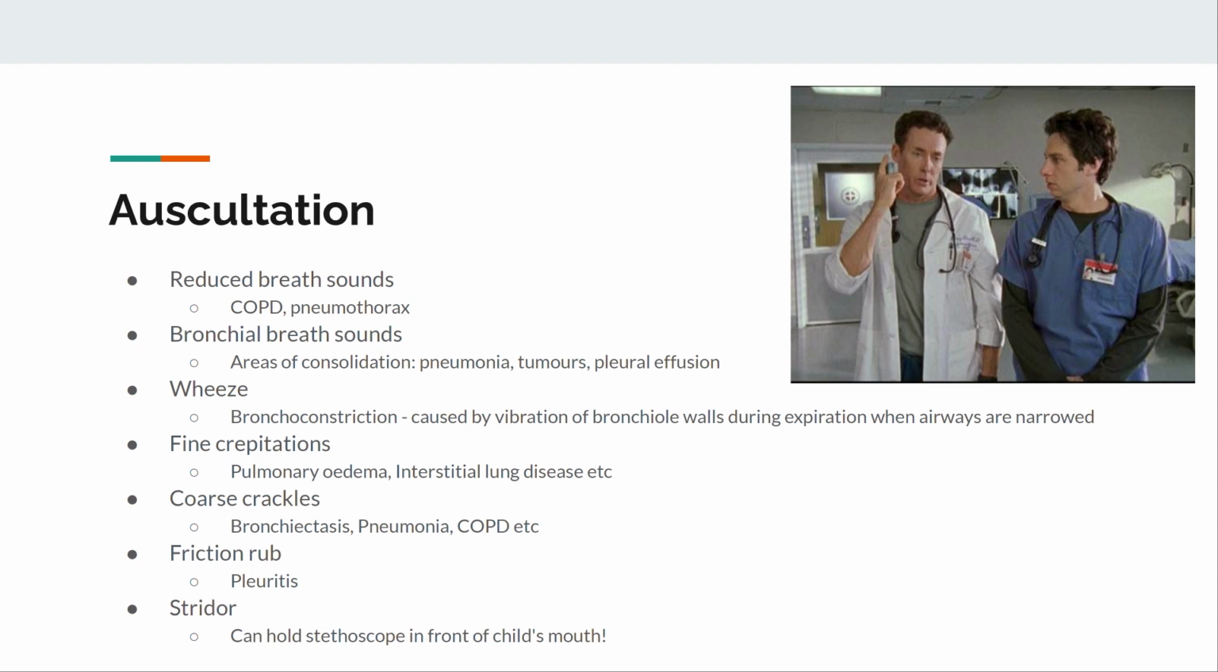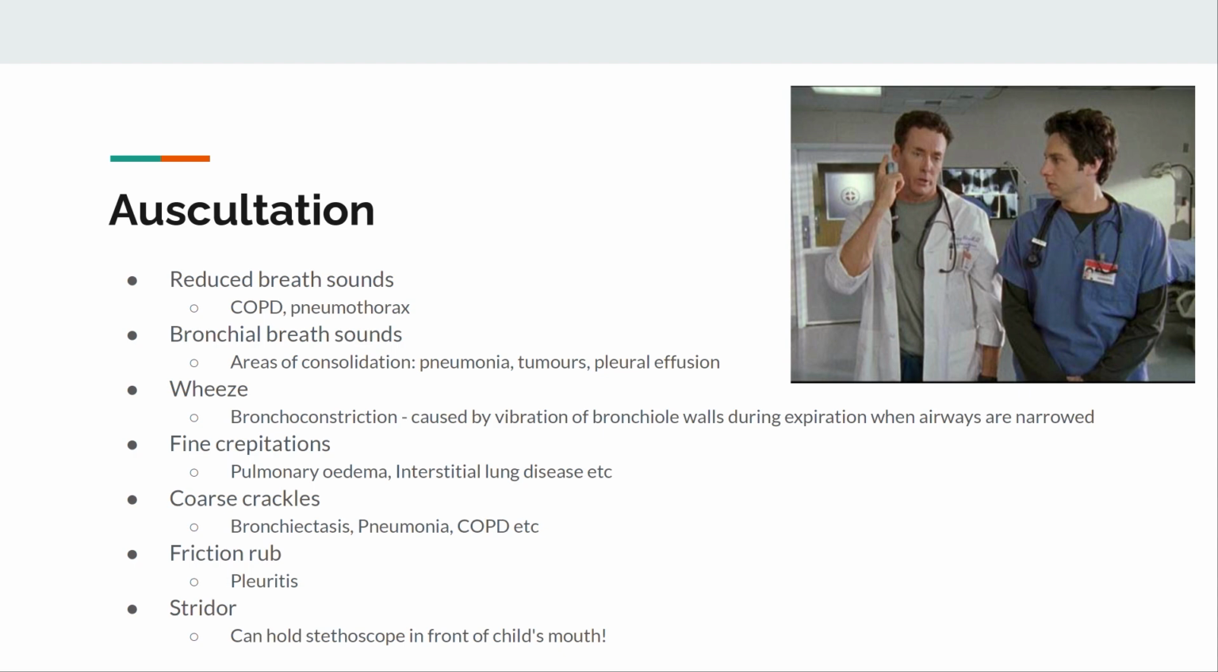Wheeze, bronchoconstriction, the bronchial walls vibrating. Fine creps, coarse crackles. So fine creps are commonly pulmonary edema, heard best in the lung bases of someone with heart failure. Coarse crackles will typically be focal and suggest something like a lobar pneumonia, or if they're diffuse and they're on inspiration and expiration, it could be a condition like bronchiectasis.